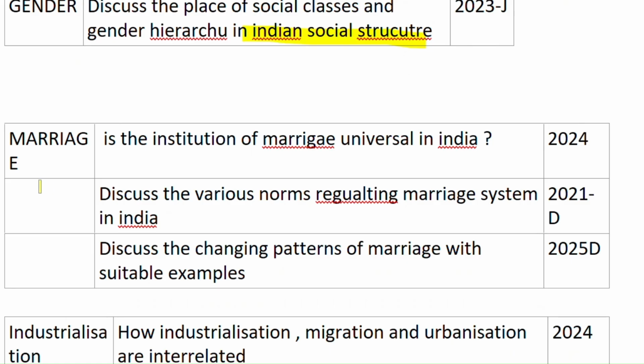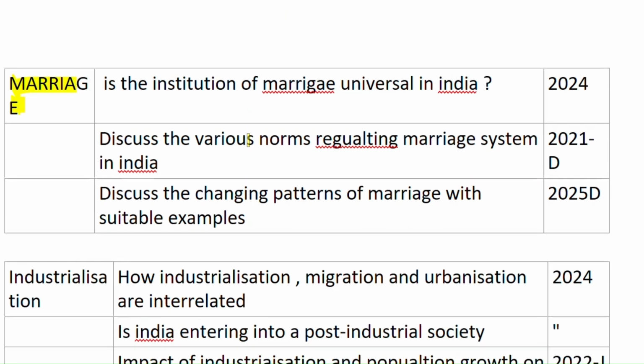Then another important contemporary topic is marriage. The institution of marriage: is it universal in India? It was one question. Is marriage the same all throughout India? Not only the customs, but also the way it happens, who is more powerful, or whether there is equality. There are patriarchal, matriarchal, and egalitarian relationships, all such things. And we know there are many new trends like live-in relationships as well. So we should be able to quote those things here.